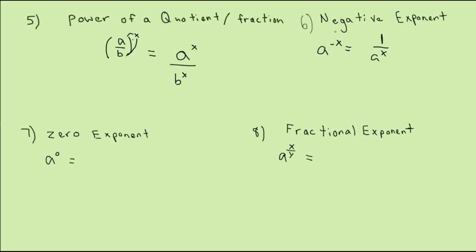Now an example, I'll make two examples of this one. If we have a to negative third power, in order to make that exponent of 3 positive, what we would have to do is flip the fraction over, and now it would be 1 over a to the third power. So now our 3 is positive.